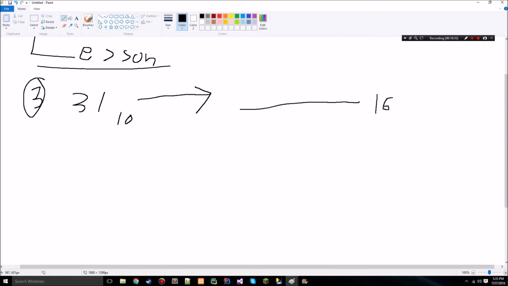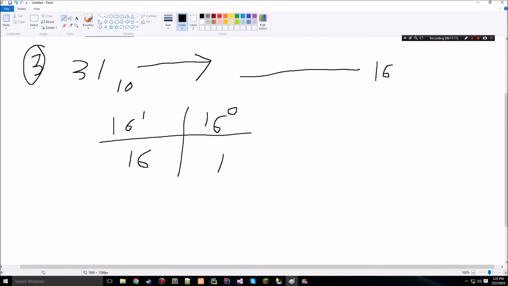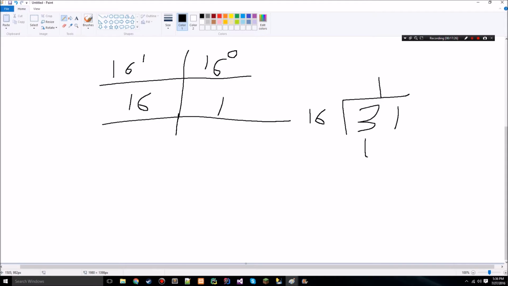So let's write out our powers of 16. 16 to the first, 16 to the 0. Alright, so this gives us 1 and 16. And 16 squared is 256, so that's way too big. So let's do 31 divided by 16. Oops, that kind of got messed up. Okay, that gives us 1, so 16 times 1 is 16. And then we subtract and we get 15.